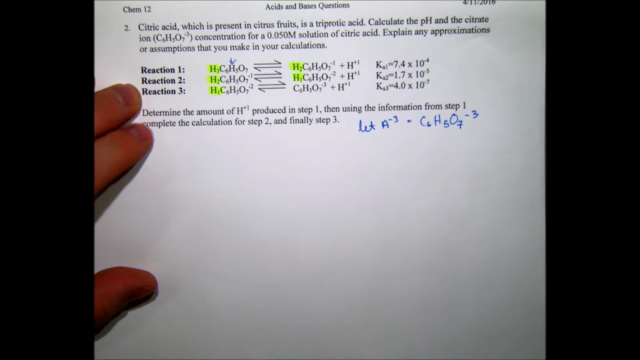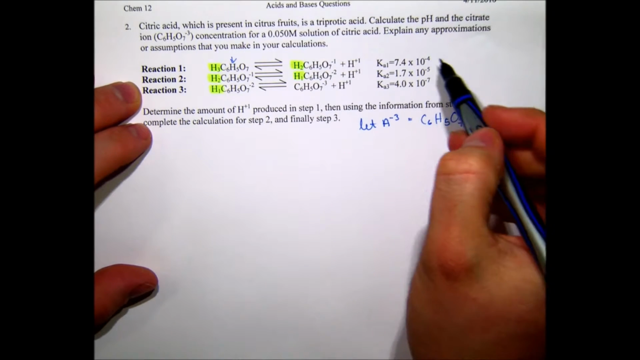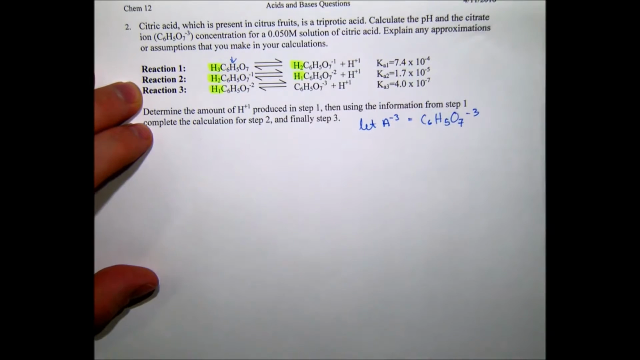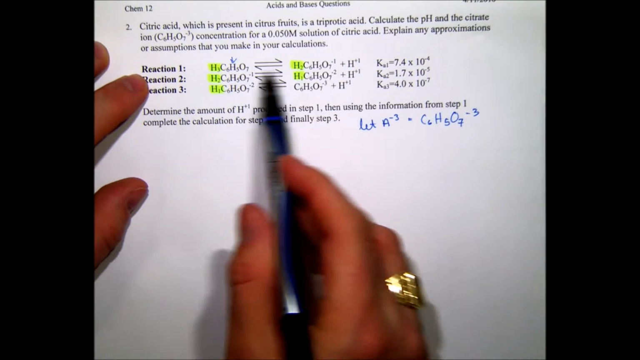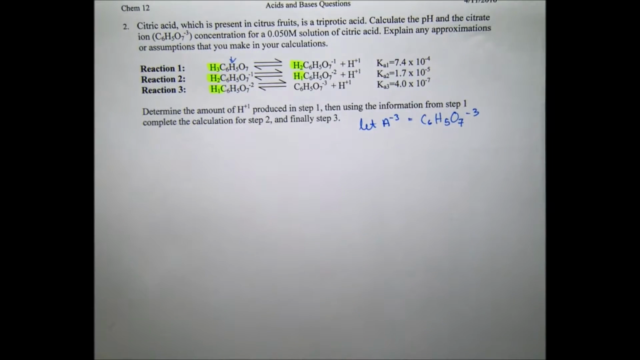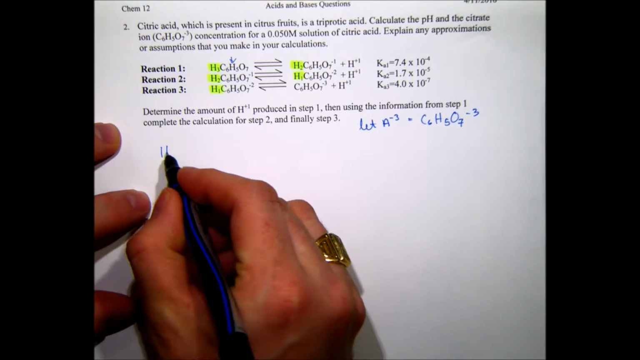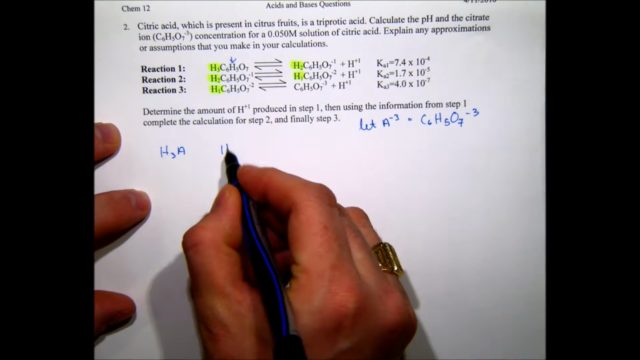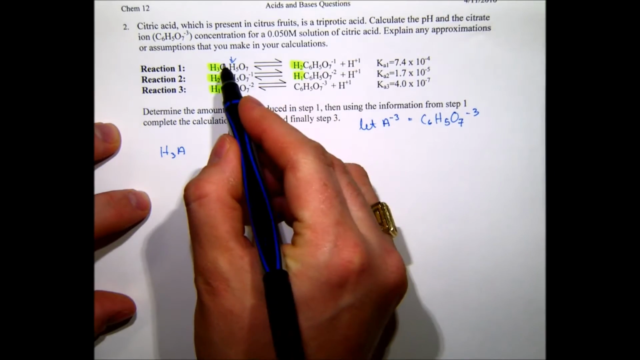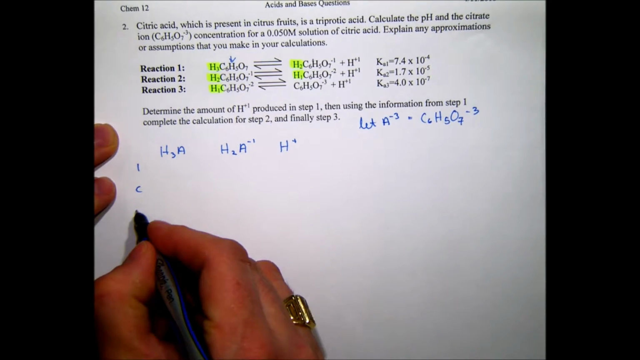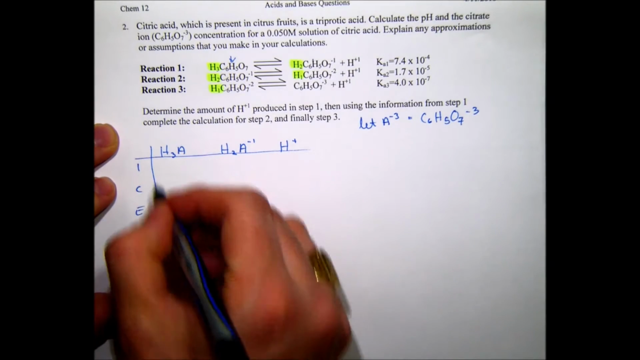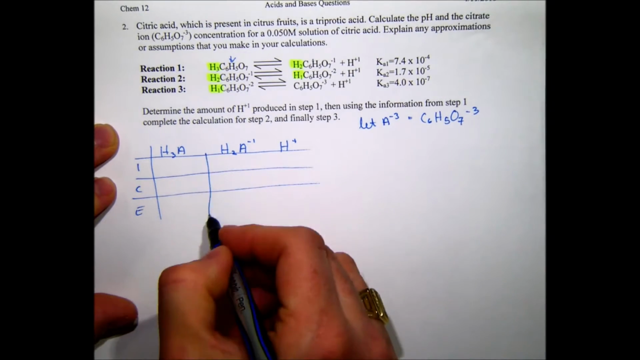So we have the 3 reactions written out, and we go up and we start looking at this value. So I have 7.4 times 10 to the negative 4. That's a fairly small Ka to start with, but we're going to continue to go through. So we're going to start by just dealing with the first reaction. So I'm going to write H3A, H2A negative 1, so that's these two, and then H plus. Remember, I've defined what A is, and I'm going to use my ICE box. And the ICE box doesn't have to be used, it's just a great way to stay organized.